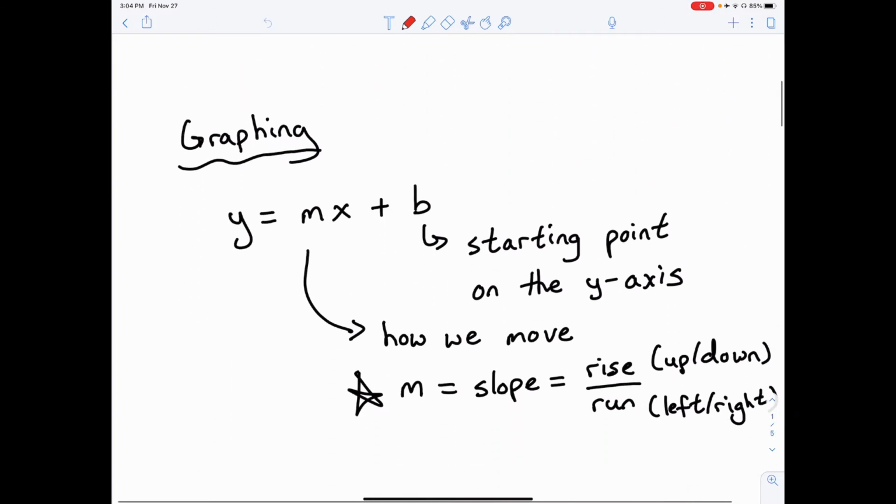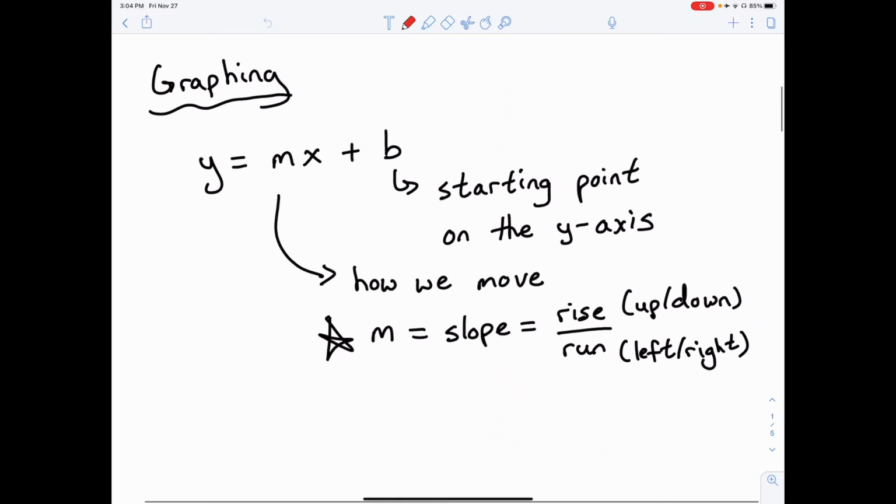Now let's move into graphing. So first of all, when it comes to graphing, the equation, of course, is the same. It's y = mx + b. But here's how you're going to use this information. b is your starting point on the y-axis, right? Because it was the y-intercept. And y-intercepts have a coordinate of (0, y). The m value is our slope. And the slope basically tells us, once we have our starting point, how do we move?